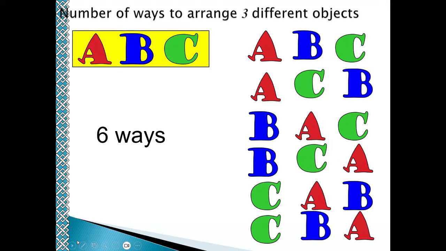Basically it is 3 into 2 into 1. In how many ways can I arrange? Okay, so 6 ways. If I have 3 different objects, I can arrange them in 3 into 2 into 1.